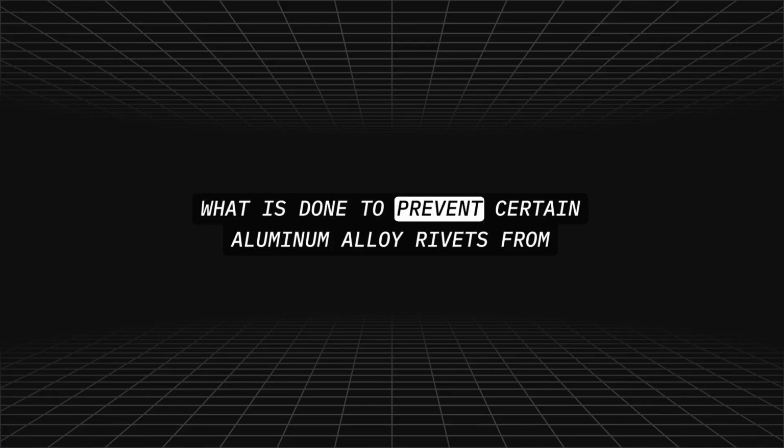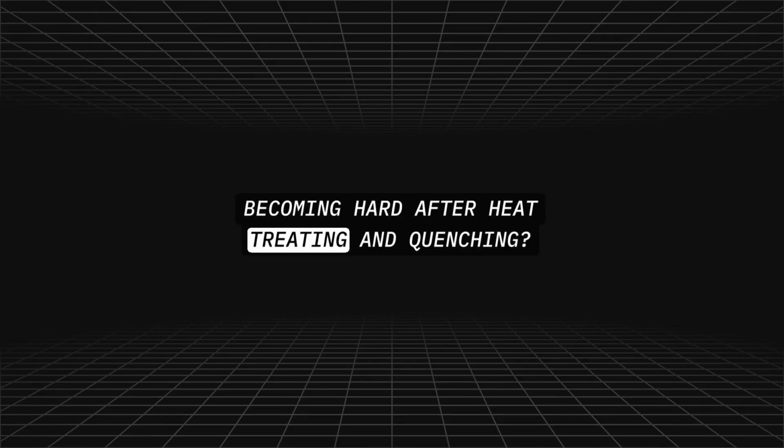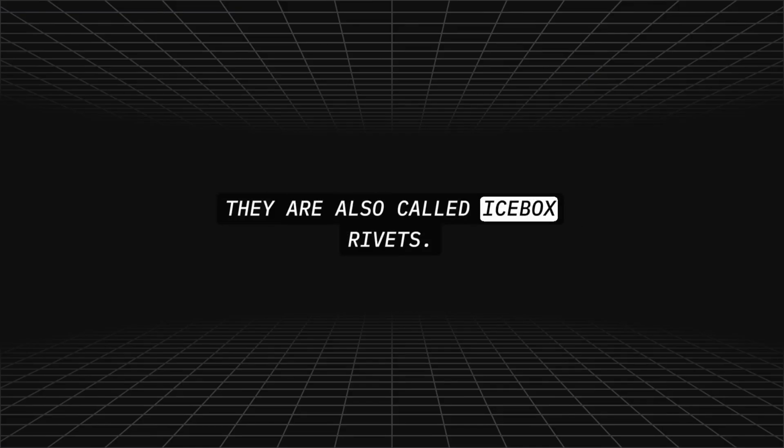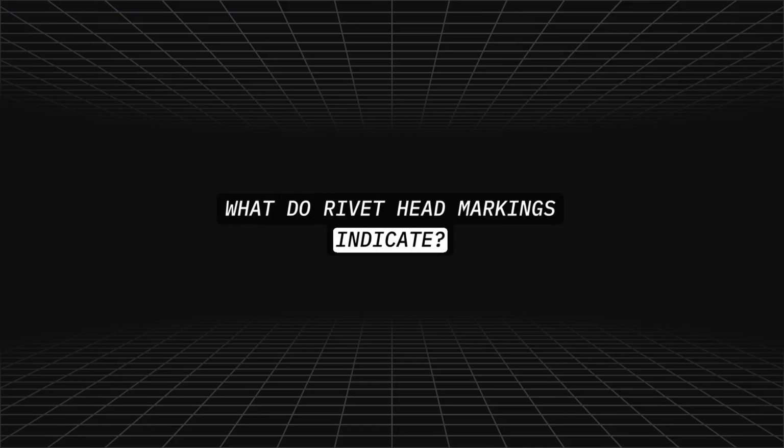What is done to prevent certain aluminum alloy rivets from becoming hard after heat treating and quenching? The rivets are stored in a refrigerator at a temperature lower than 32 degrees Fahrenheit. The rivets will remain soft for several days. They are also called icebox rivets. What do rivet head markings indicate? The alloy of the rivet.